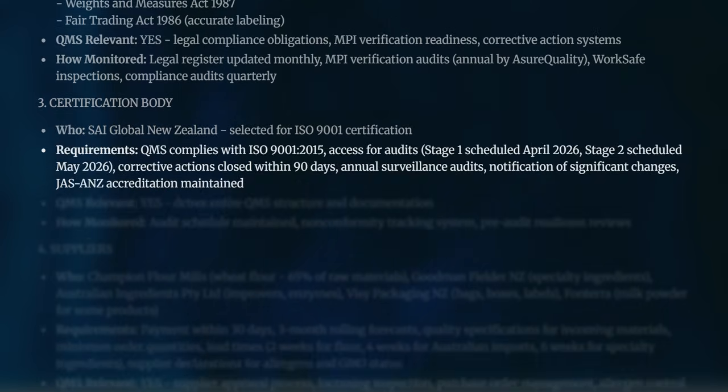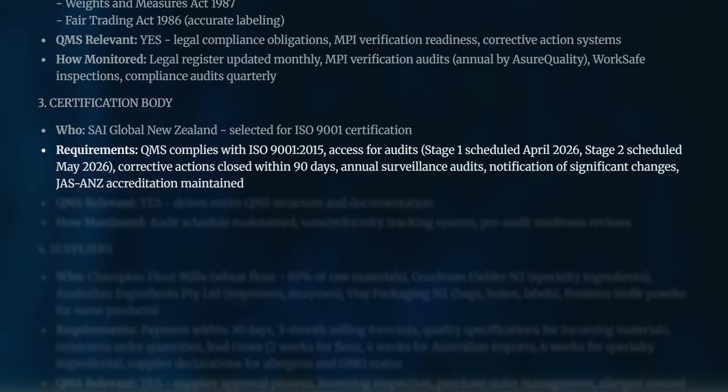The requirements of the certification body include: QMS complies with ISO 9001:2015. Access for audits, where stage 1 is scheduled for April 2026 and stage 2 is scheduled for May 2026. Corrective actions to be closed within 90 days, an annual surveillance audit, and notification of significant change. JAS-ANZ accreditation must be maintained.